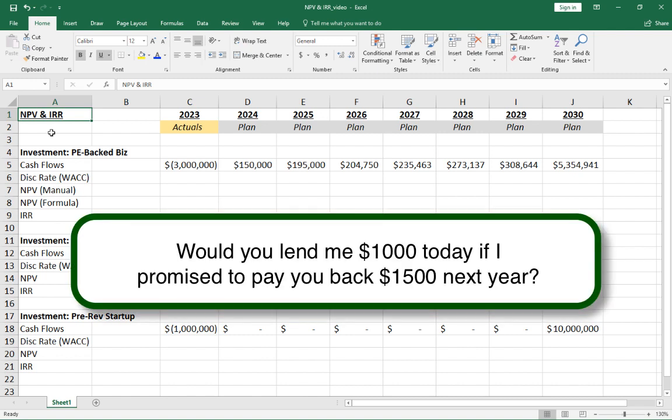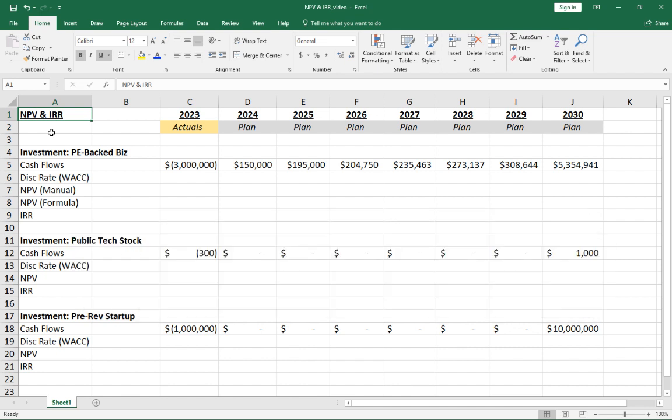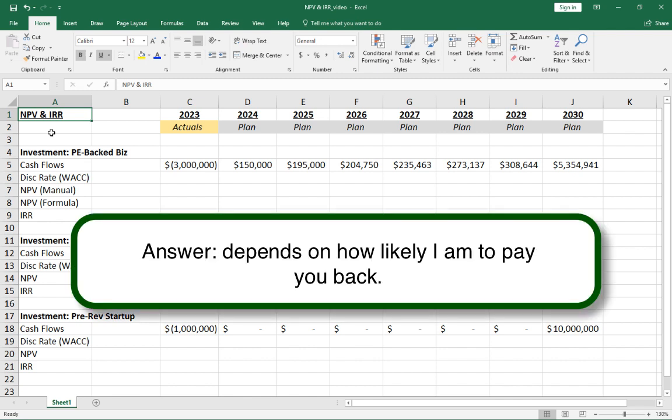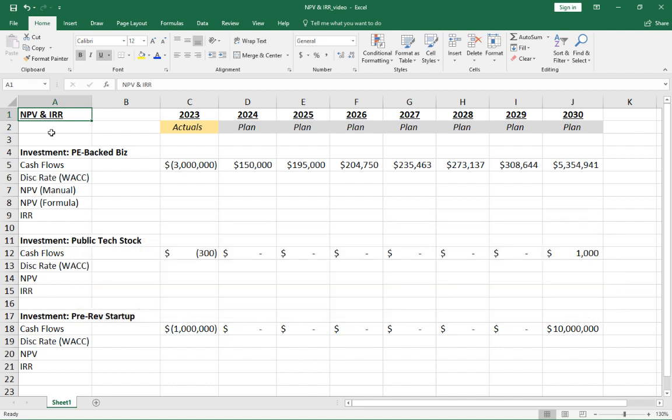So would you lend me $1,000 today if I promise to pay you back $1,500 next year? Well, the answer should depend on how likely you think it is that I pay you back next year. This is exactly the type of situation that NPV helps us analyze. It is used to evaluate the risk-return profile of investments. So let's look at a few examples.